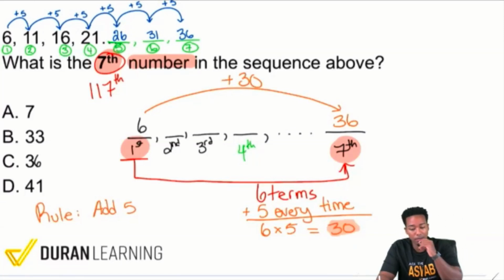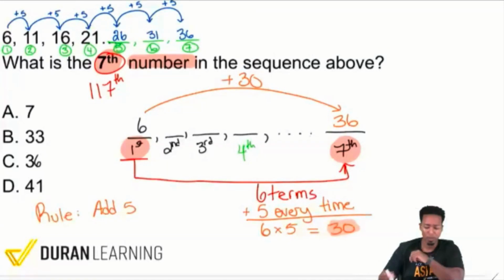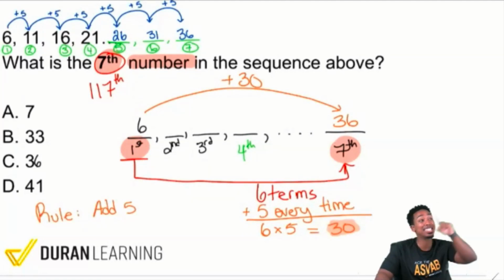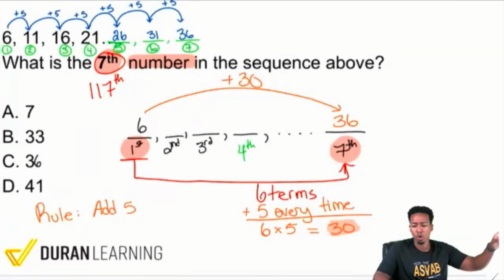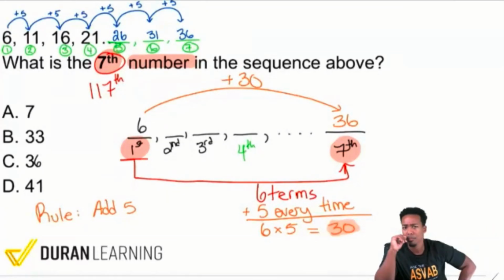Think about it like this, everybody. If you're trying to do 7 times 5, that means that you're jumping 7 terms. We already have the first. Everybody, if I had the first term and I jump 7 terms, which term would we actually end up at?